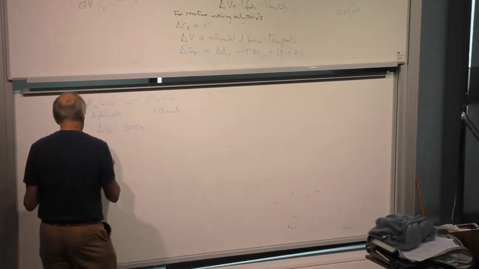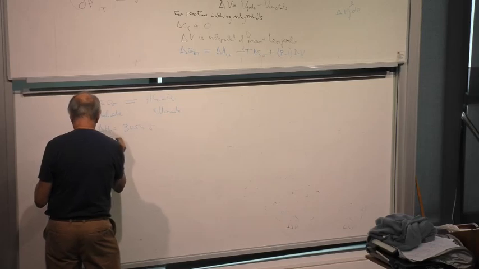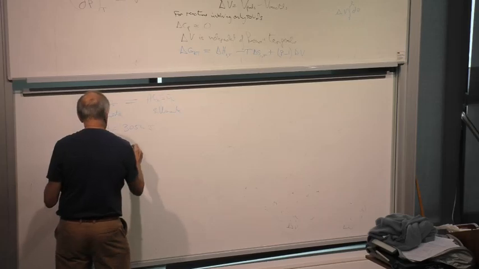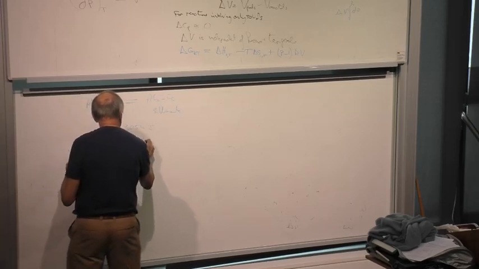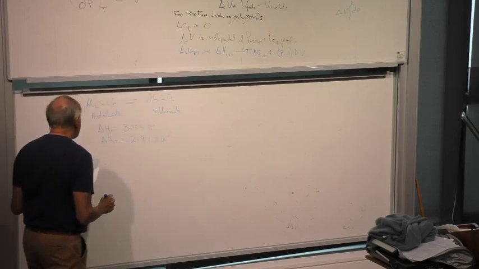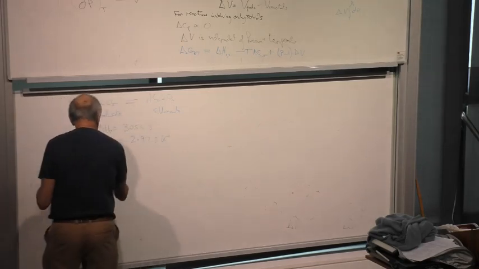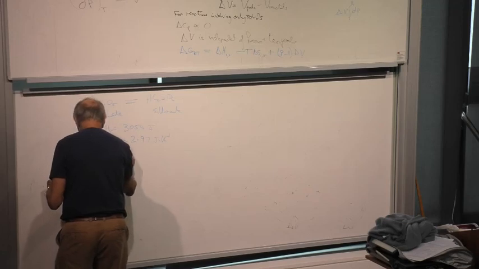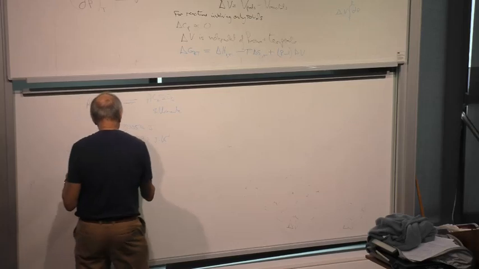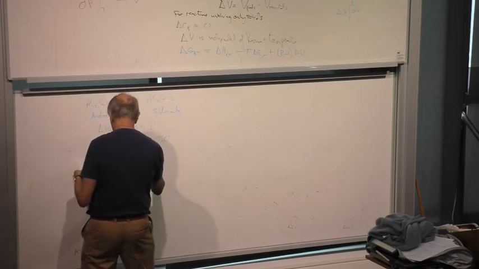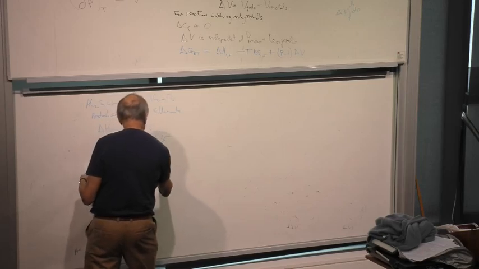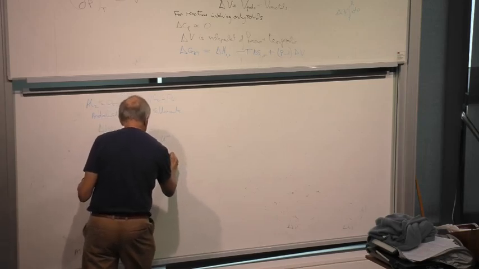And delta S at 1 bar is 2.97 joules per degree. And delta V is minus 1.663 centimeters cubed.